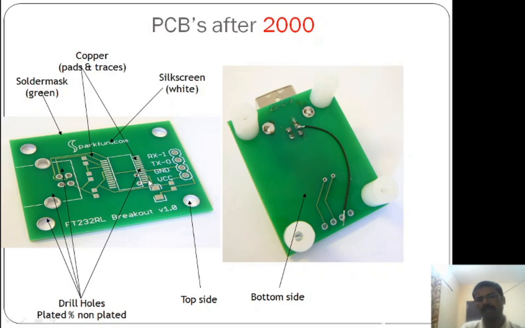Wherever the component is placed, that copper area is called a pad, and the connection is called traces or tracks. And see the silk screen: whatever markings are made, the component names and numbers, these are all called silk screen. Next, drilled holes. What is the use of drilled holes here? To mount the components and solder them. They may be plated or non-plated holes. Okay, this is the top side and this is the bottom side. You can see the bottom side of the board.